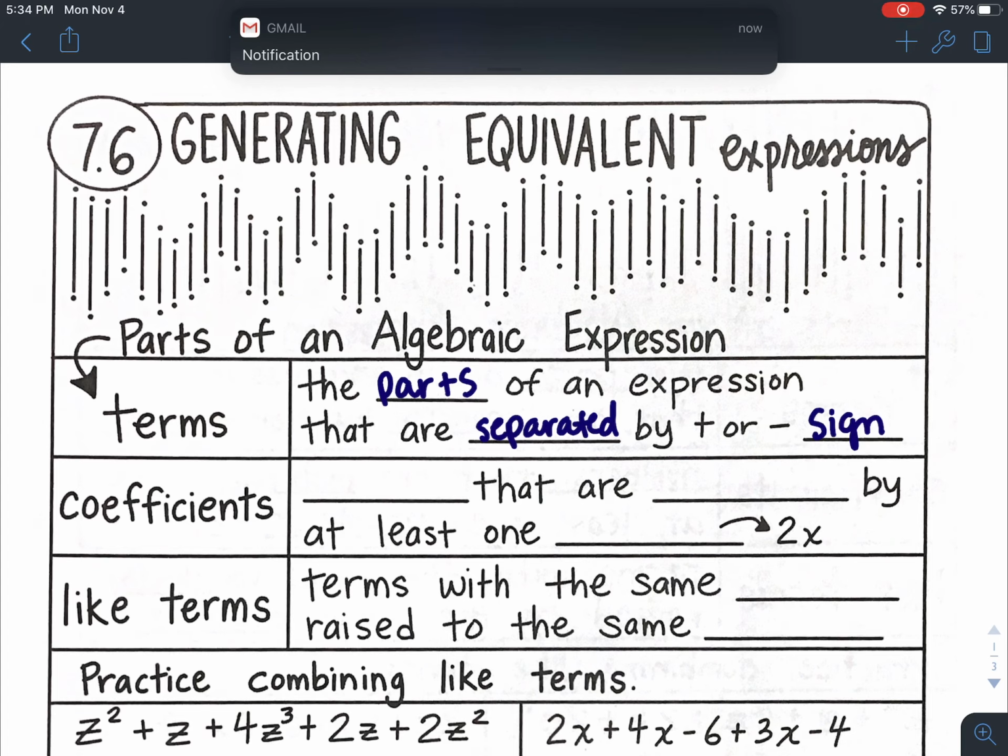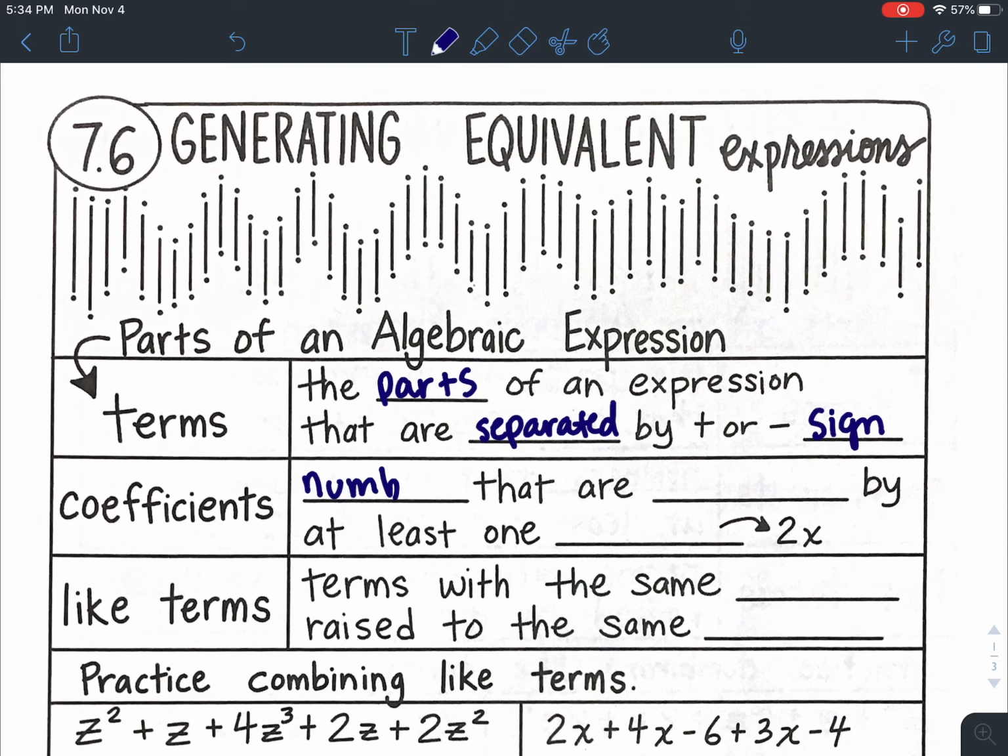The next thing that we have are called coefficients. So coefficients are numbers that are multiplied by at least one variable. So here our example is 2x. My coefficient there would be the number 2. I can see something like 3x squared where my coefficient is just 3. So it's the number being multiplied by my letter or my variable.